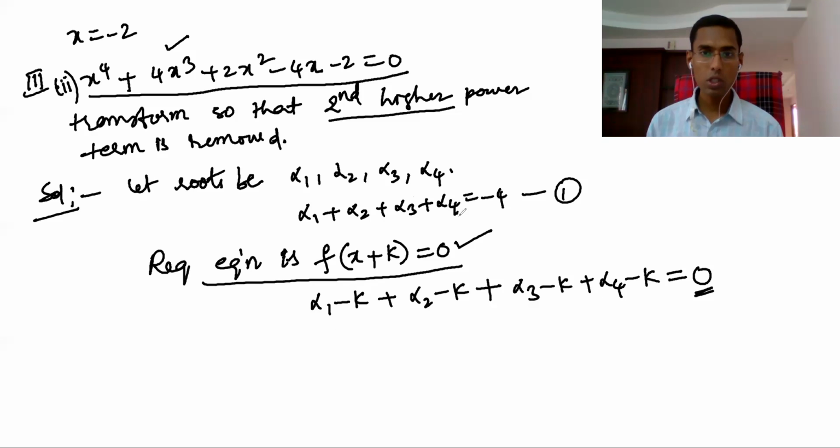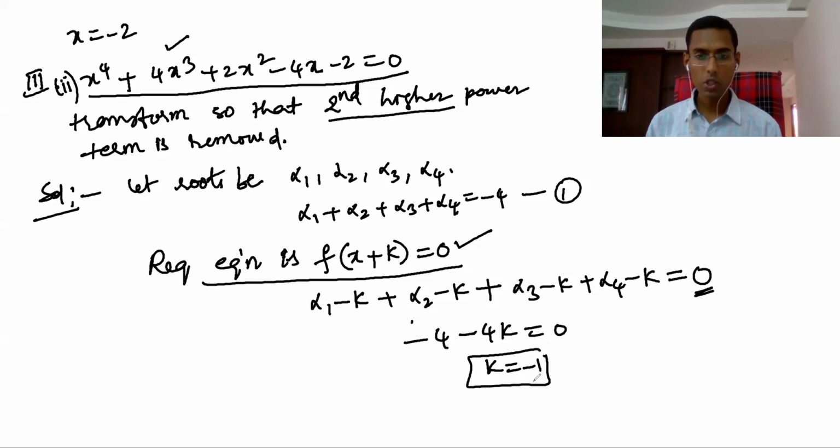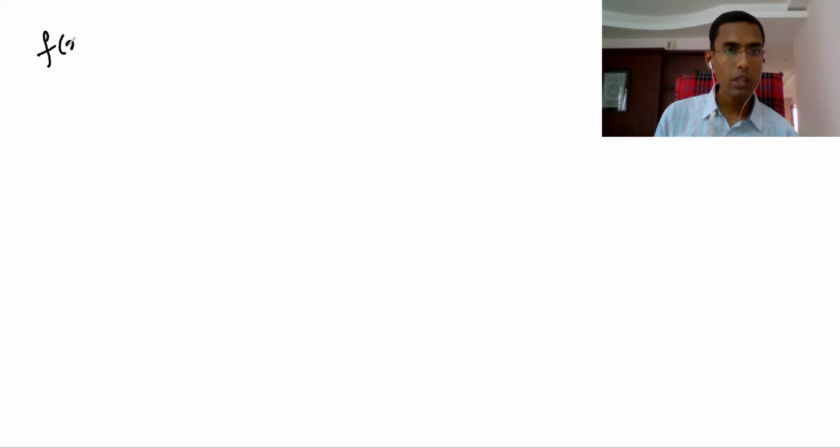Here the sum of the roots is how much? Minus 4 minus 4k should be equal to 0. That is k equal to minus 1. That means the required equation is simply f of x minus 1 equal to 0. Then how do you find f of x minus 1 equal to 0? Now f of x minus 1, what you get?